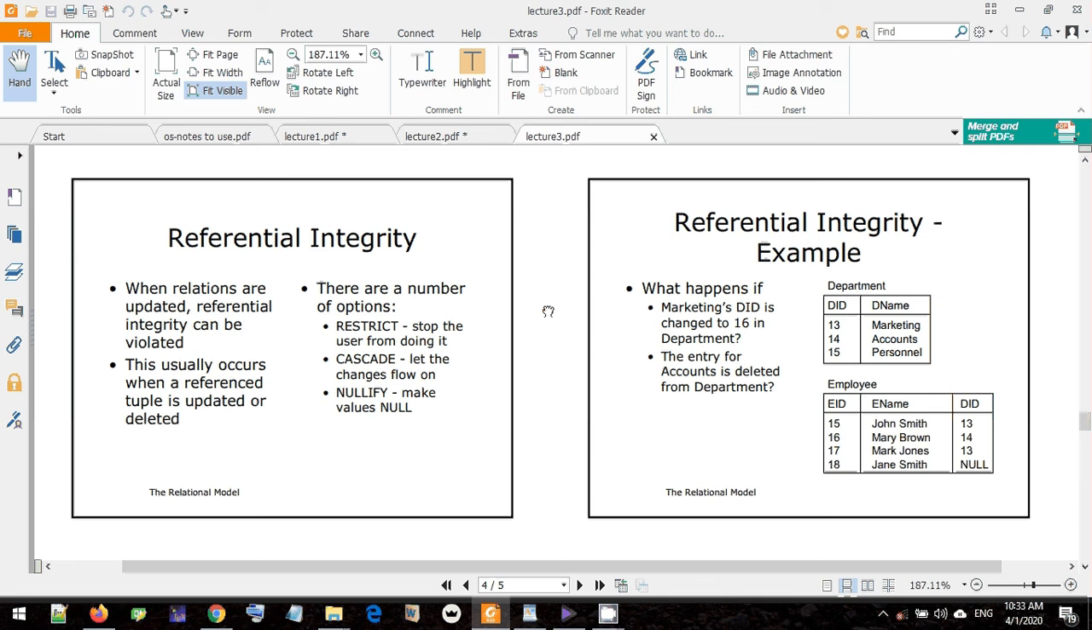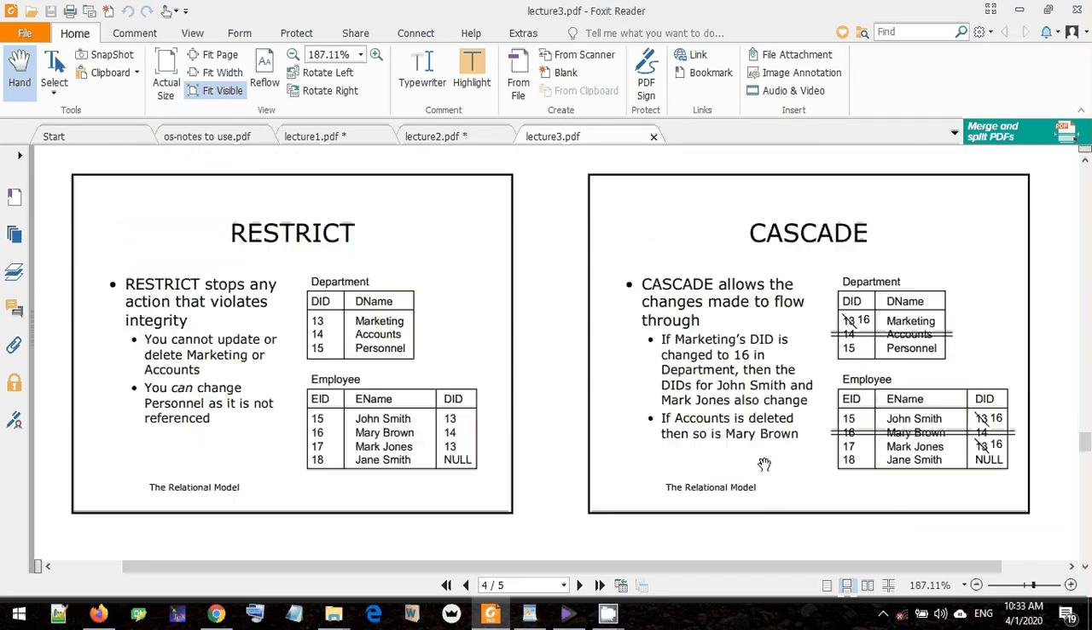For example, take a look at these two relations. We have the department relation and the employee relation. If we modify the department ID, changing 13 to 16, and we delete accounting, what will be the effect on the employee table? You see that it's going to cause some changes, right? It's going to jeopardize the integrity of the entire relation.